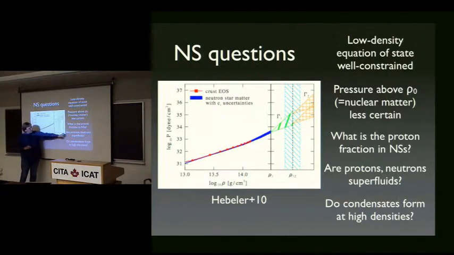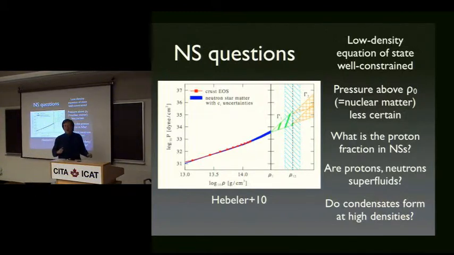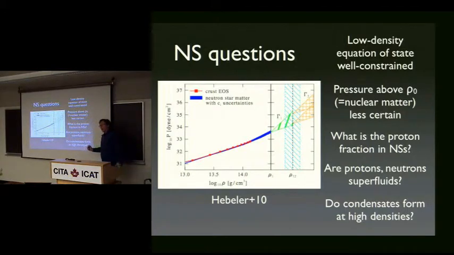Another question is whether the protons and neutrons pair up and become superfluids. If the protons do, then they're obviously conductors, so you have a superconductor. And if that's the case, then the vast majority, 99.999%, of all the superconductors in the world are inside neutron stars. And another question, maybe the most exotic, is do we have condensates forming of different kinds of unusual particles at high densities in the cores of neutron stars? Do we have pions or kaons, or even a strange quark soup? Do the nucleons dissolve and give you this quark soup?